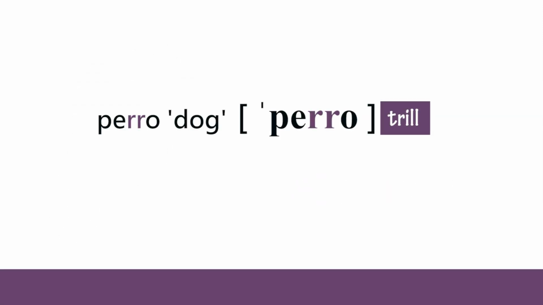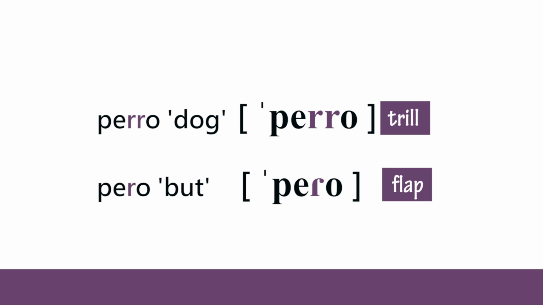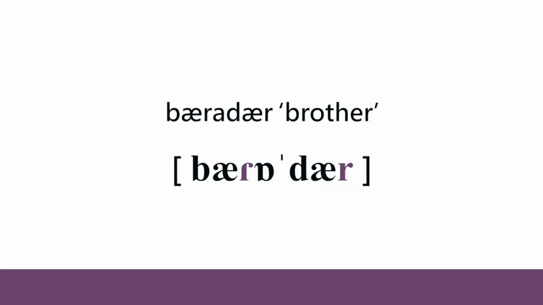In Spanish, when you have perro, dog, it is clearly a trill, but then you have the word pero. But in Persian, the word barodar, which means brother, this R is actually flapped or tapped, barodar. And the last one is trilled. The tap and trill in Persian are allophones of the same phoneme and they appear in different positions, obviously.